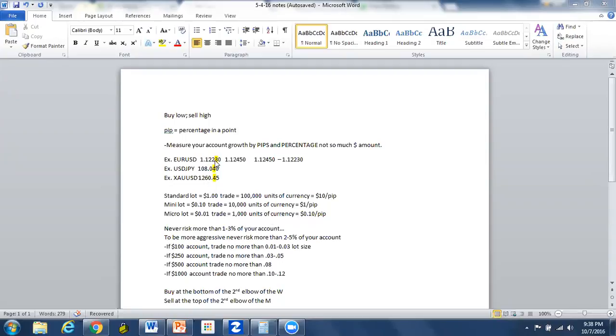So if this went up from 1.12230 to 1.12240, and you had a 10-cent trade in, or a mini lot, you gain 1 pip times $1 per pip. I'm doing simple math here. 1 times 1, you're making $1, okay? And if you're on a micro lot, this is 10 cents per pip. You gain 1 pip, you gain 10 cents. Okay, so just understand that's how the lot size works and how it determines how much you make per pip.